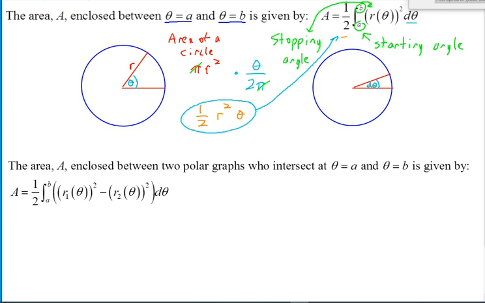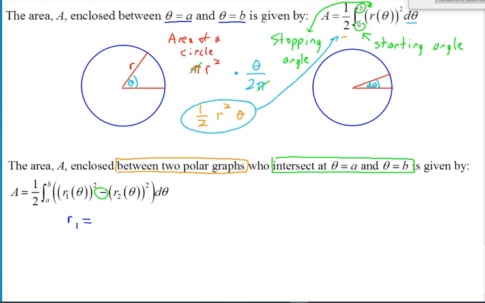Now, occasionally you might have an area you're trying to find that's between two polar graphs. If you have two different ones instead of just one, and if they intersect at theta equals A and theta equals B, that's what we're going to need to figure out. Then, notice it's the same formula, except we have to take the area of the large one minus the area of the small one. So R sub 1 represents the outer radius, that's the larger of the two.